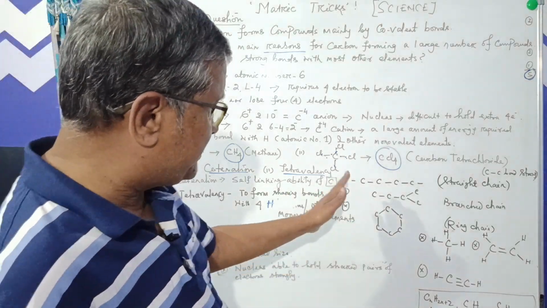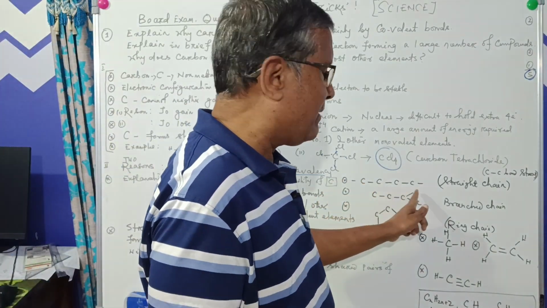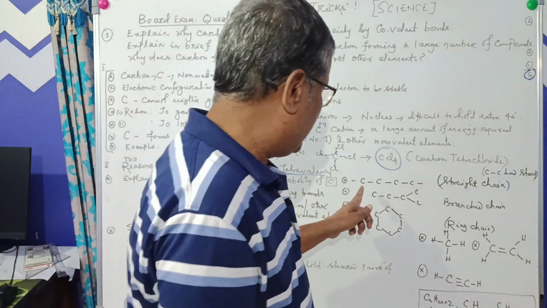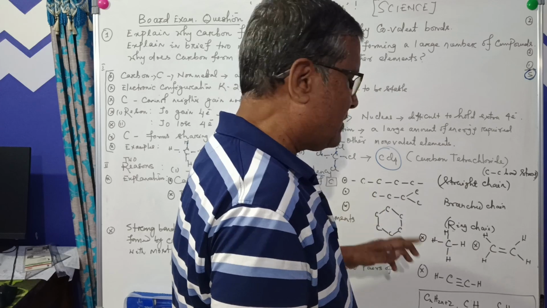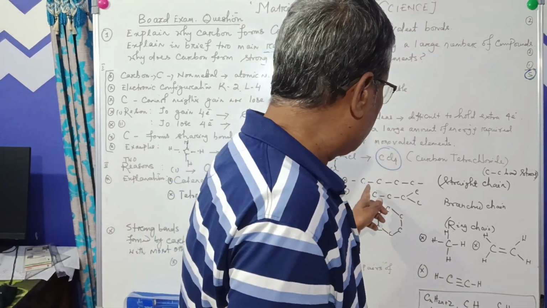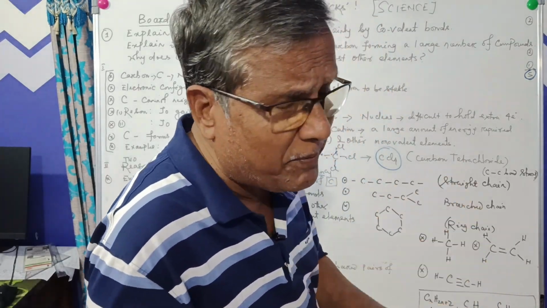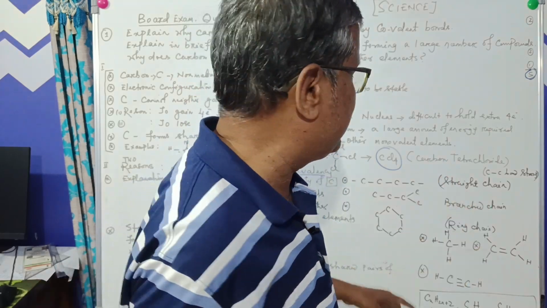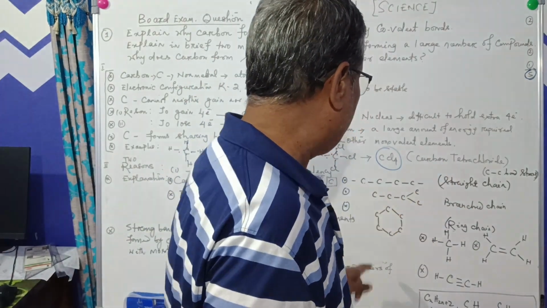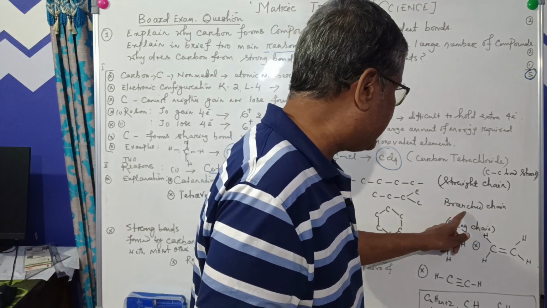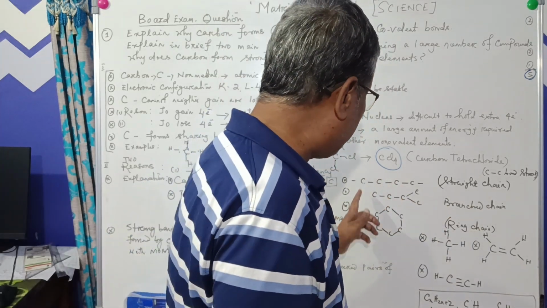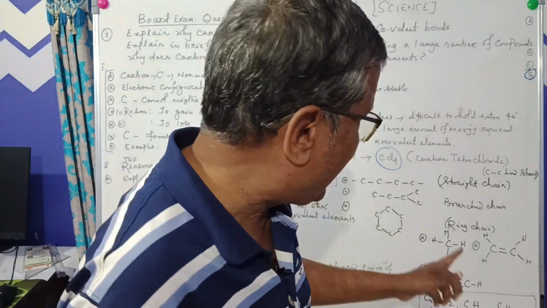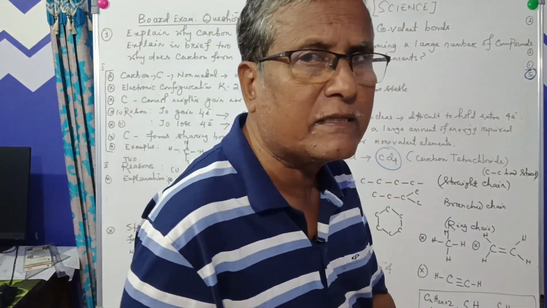Now you see the self-linking abilities. Carbon establishes covalent bonds with other carbon atoms. As a result, they form 3 types of chains. Now you see, the straight chain. One is a branched chain. Another is a ring chain. So 3 types of arrangements we find in the case of carbon.